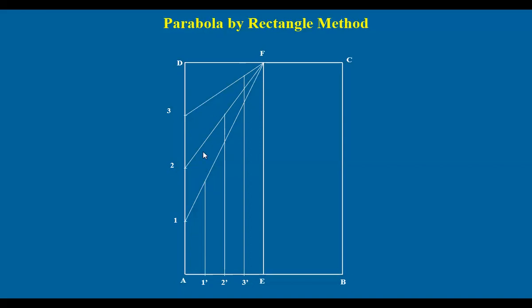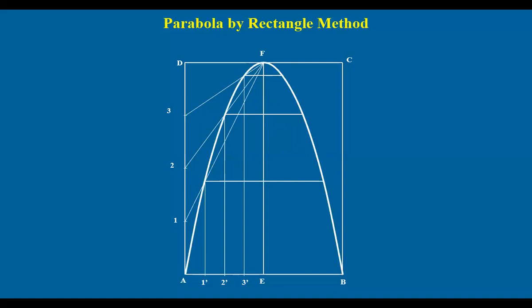This is on the left side. To get the same points on the right side, draw horizontal lines from these points and mark these distances, because these are the reflections. Mark these distances on the right side from this line. You get another 3 points on the right side. Likewise, you get as many points as you need. Once you get these points, join them by a smooth freehand curve. You get a curve like this. That is the parabola by the rectangle method.